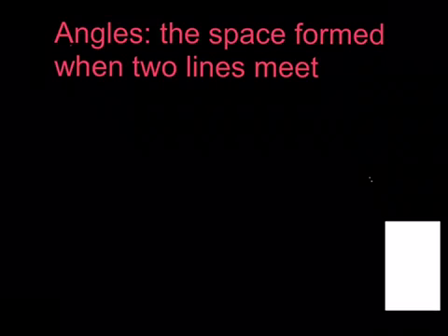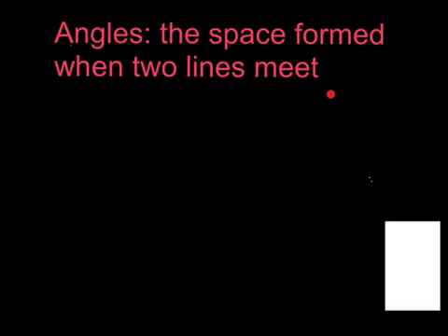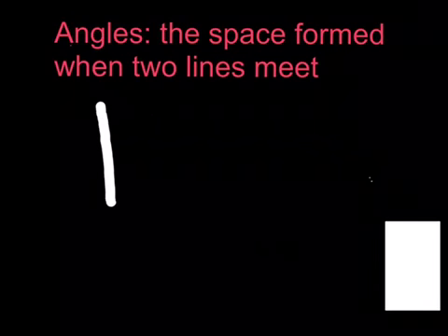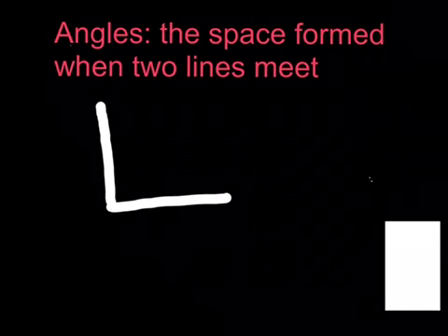An angle is the space formed when two lines meet. So for example, if I had a line going this way and a line segment going this way, the space formed where the two lines meet forms an angle. There are three types of angles. We have an angle called a right angle.